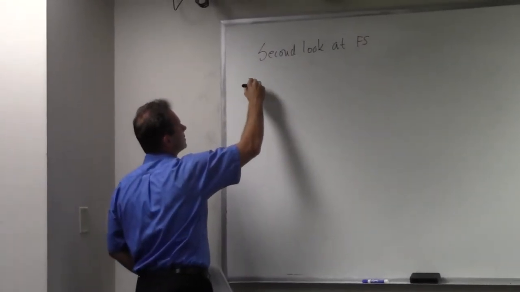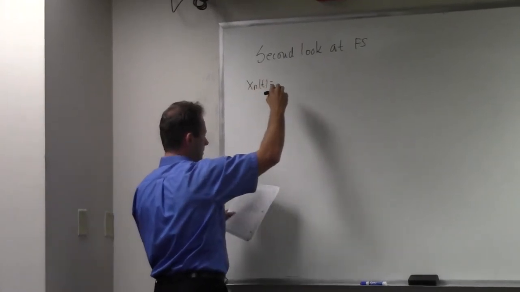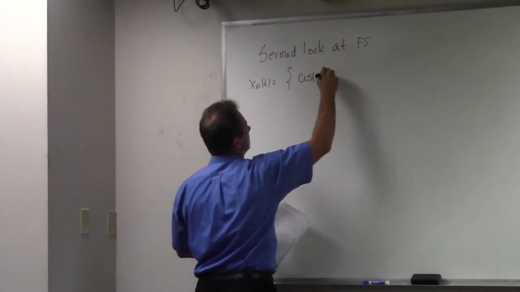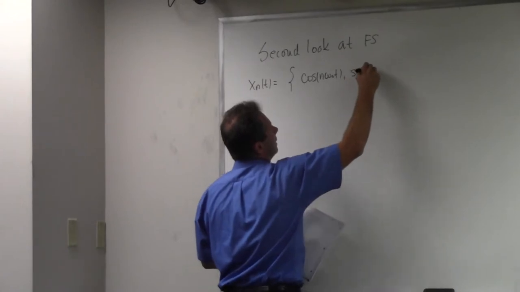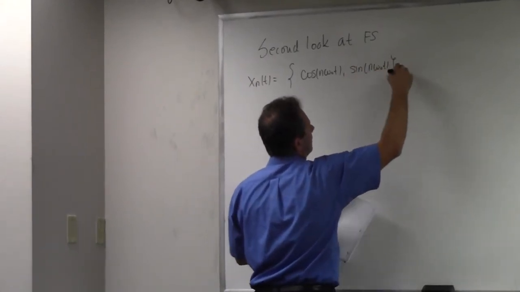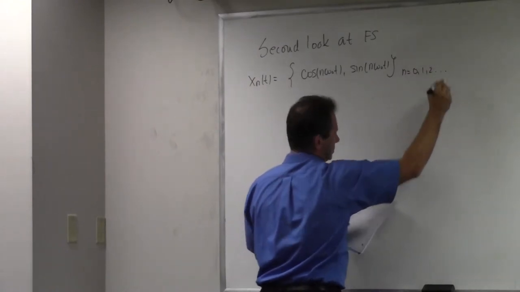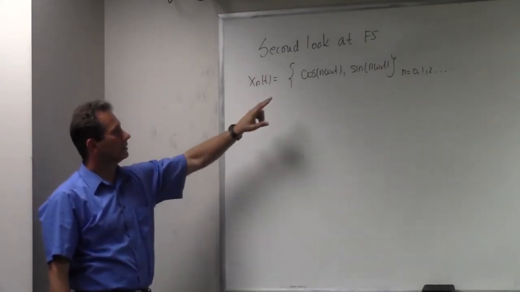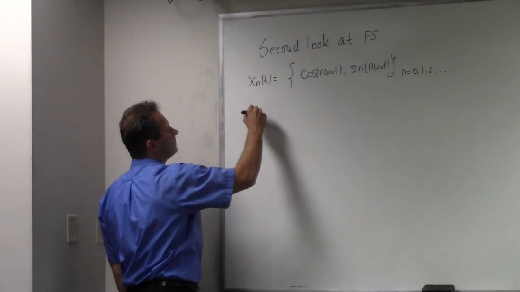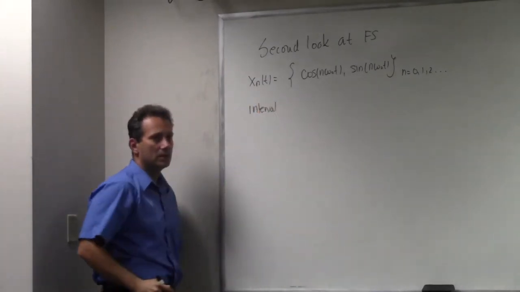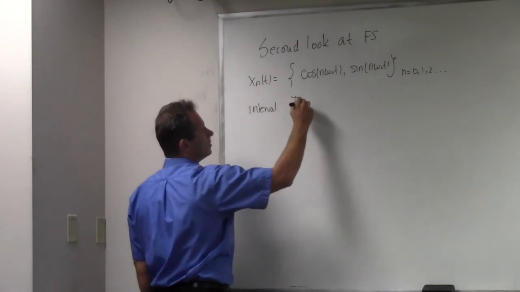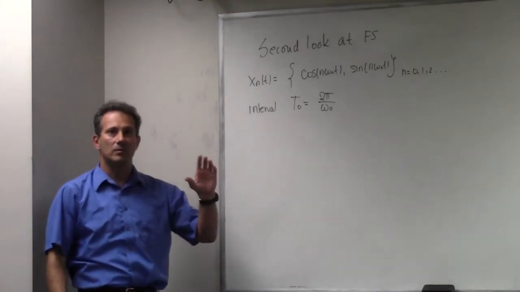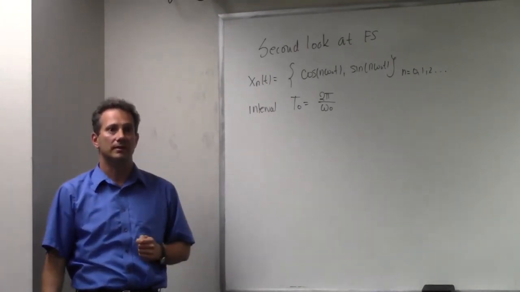Consider now a set of functions, xn of t, that are given as cosine n omega 0 t and sine n omega 0 t for n equal to 0, 1, 2, and so on. So I have a whole bunch of sines and cosines. They're given in this form. The interval over which I'm going to be looking at this set is t0, which is 2 pi over omega 0. That's the interval. Remember, we always define a vector space on a given interval.